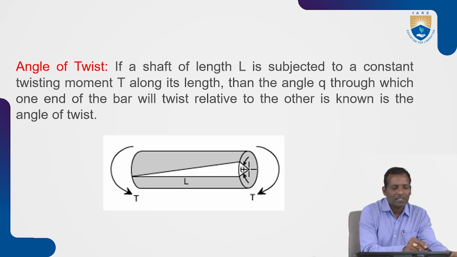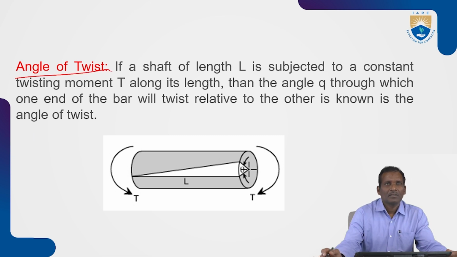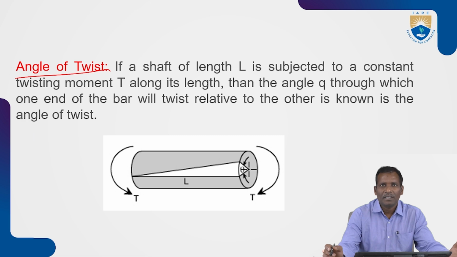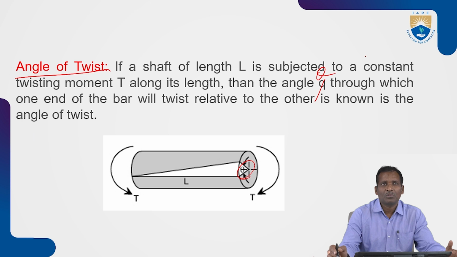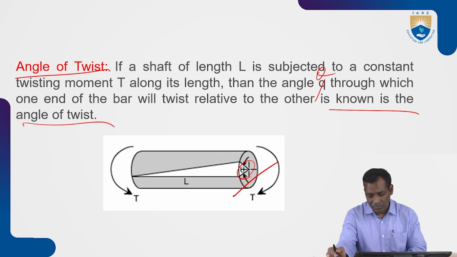So the angle of twist. If a shaft of length L is subjected to a constant twisting moment T along its length, then the angle theta, through which one end of the bar will twist relative to the other, is known as angular twist. Already we have seen this in a previous case.